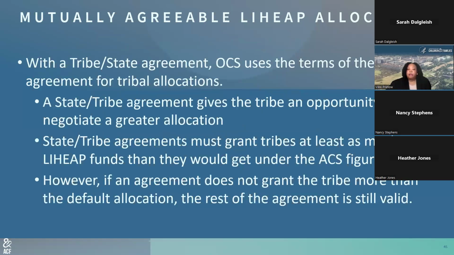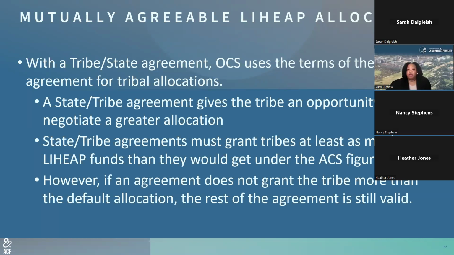The next method to come up with the allocation is when there is a tribe state agreement in place. And in this case, OCS will use the terms of the agreement to determine the tribe's allocation. One of the main benefits of this method is that it can give the tribe an opportunity to negotiate a more accurate allocation.